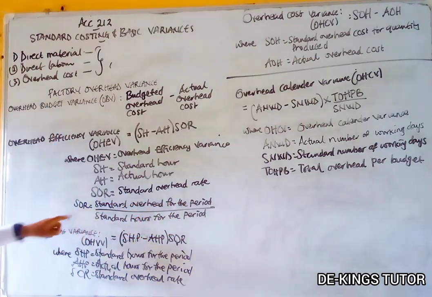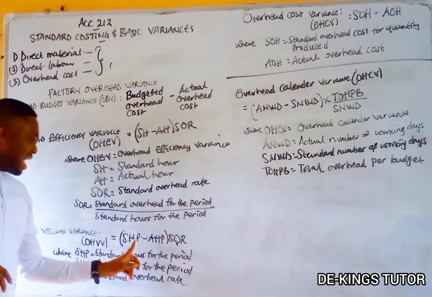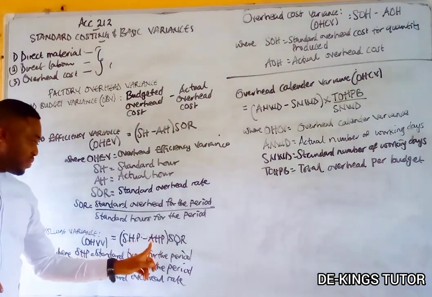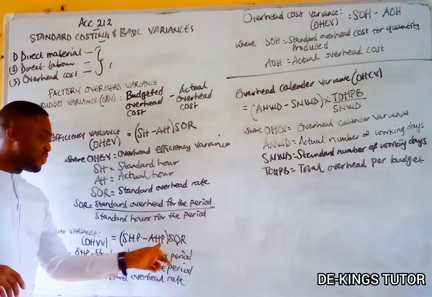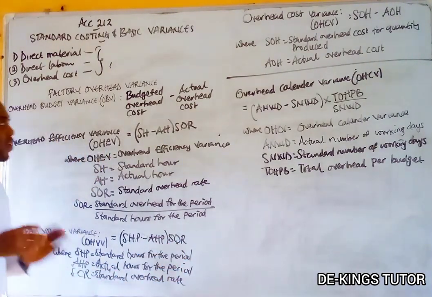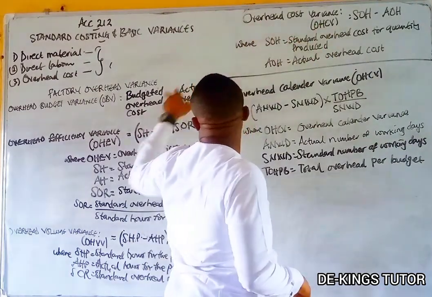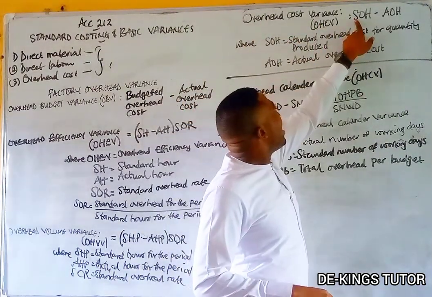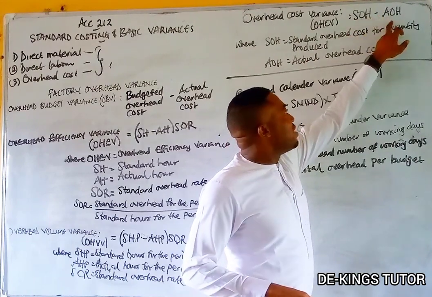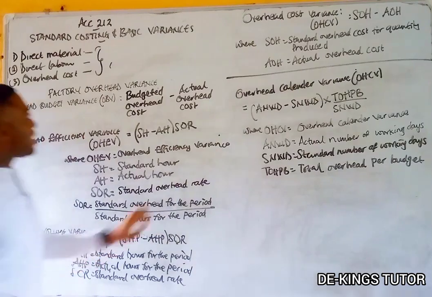Okay? So the next one is the volume, which has to do with the quantity, the hours, sorry. Standard hours for the period minus the actual hours for the period multiplied by the standard overhead rate. Okay? Then this is overhead cost variance, which is closely related to this, the standard overhead cost minus the actual. Now, the summation of all these gives the cost.